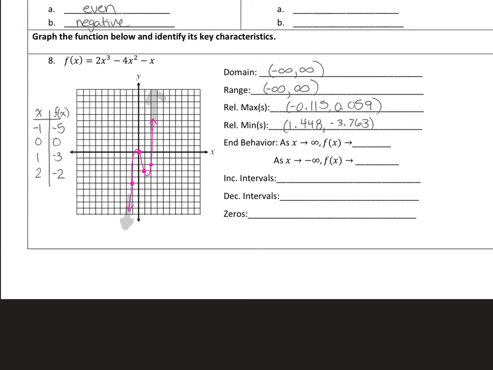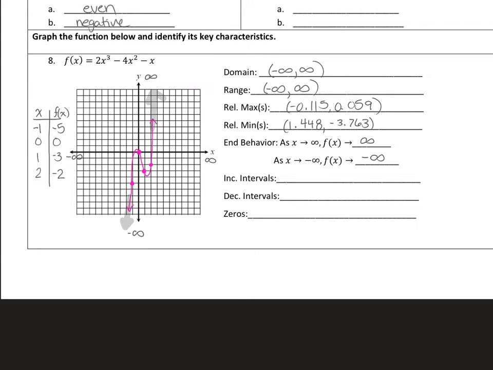Next, let's talk end behavior. So as x goes to infinity, f of x is going where? Positive infinity in the x direction is to the right. So on the right-hand side, where is my graph going? Well, it's going up towards positive infinity. As x goes to negative infinity, which means to the left, where is the graph going? In this case, it's going down to negative infinity.